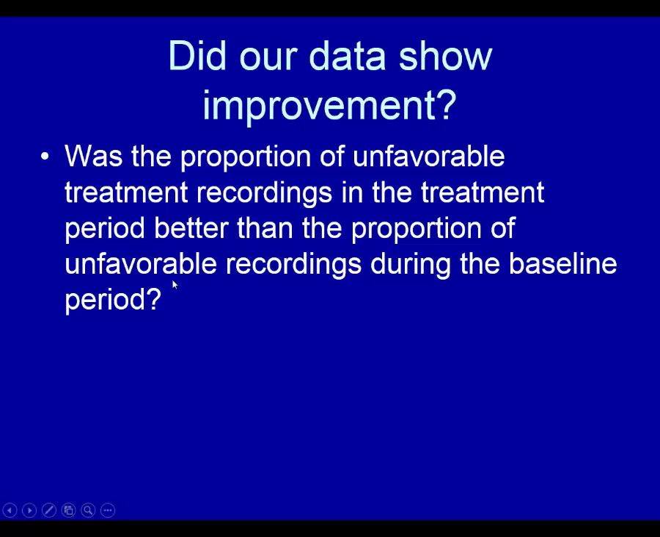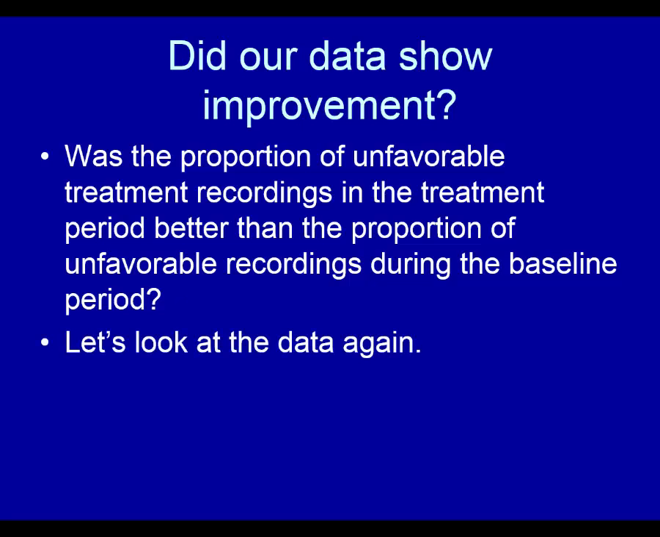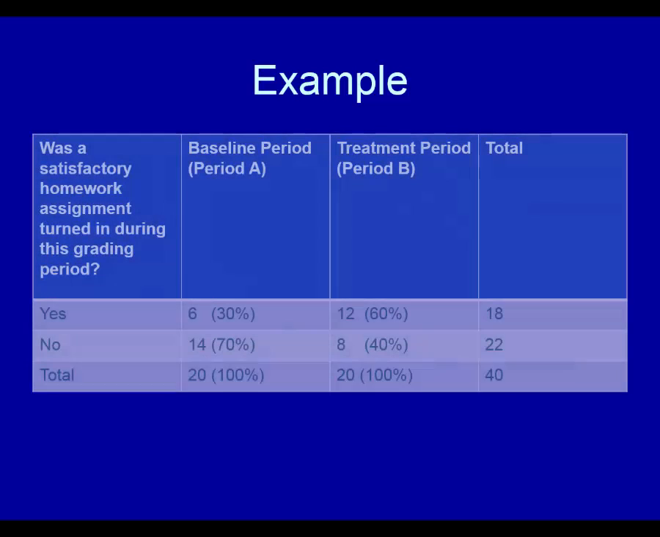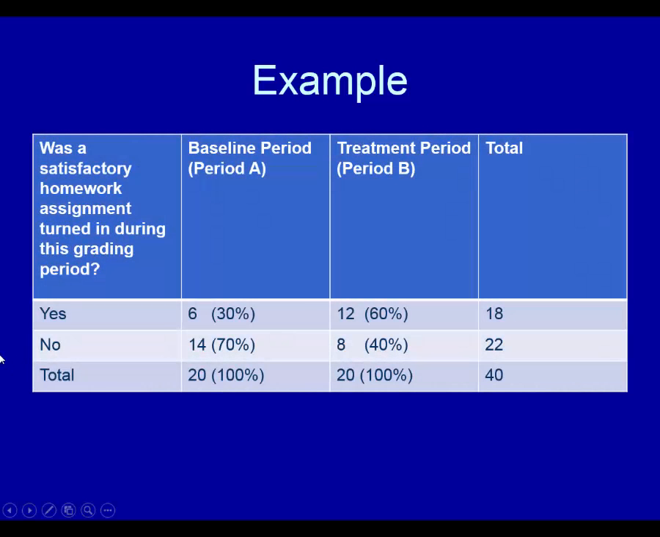Did our data show improvement? Was the proportion of unfavorable recordings in the treatment period better than the proportion of unfavorable recordings during the baseline period? Let's look at the data again. Here's the example. We have to look at the line for yes. During the treatment period, 30%. During the baseline period, 60%. So we can see that the treatment period was better than baseline because yes is better. This means a satisfactory homework assignment was turned in during this particular period.